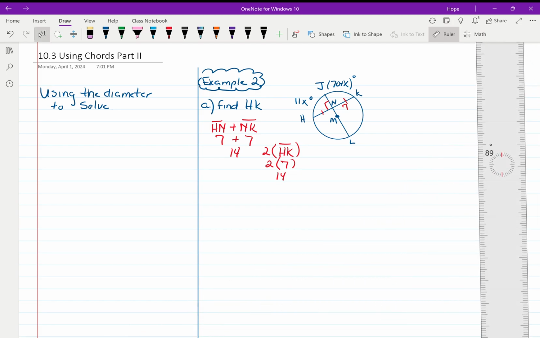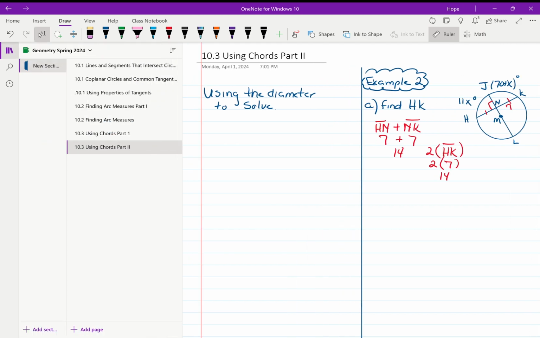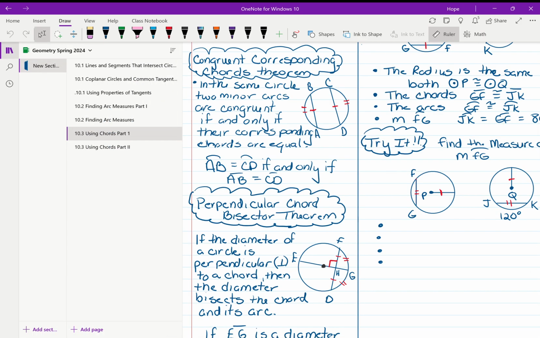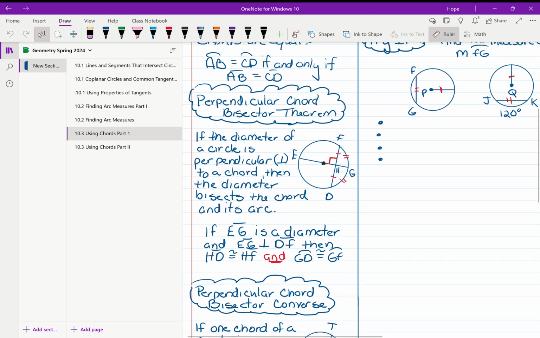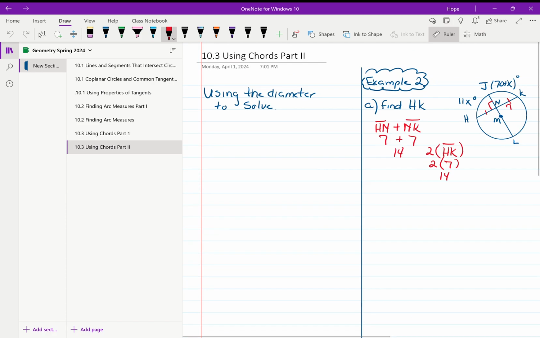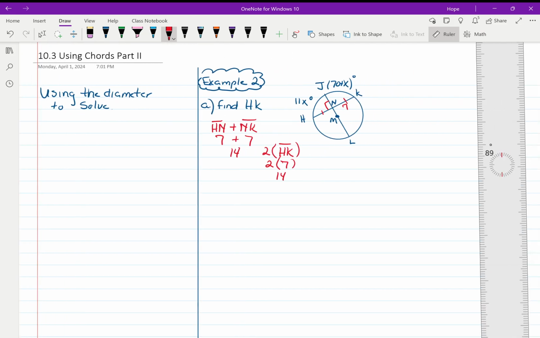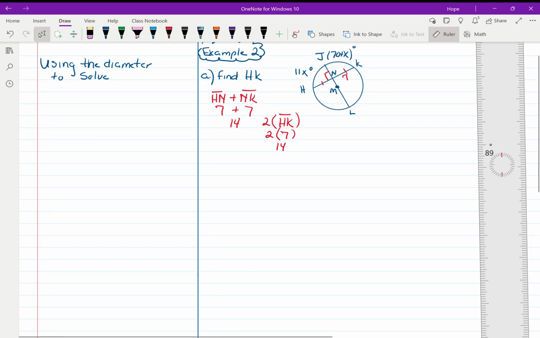All right, so if I went back into yesterday's notes, that would be right here where it says if the diameter of a circle is perpendicular to a chord, then the diameter bisects the chord and its arc. So it's bisecting it. So that's what we learned yesterday. All right, so we're just using that today in solving the math problems. All right, so that's A. So that's not too hard. Now we're going to talk about the arcs.